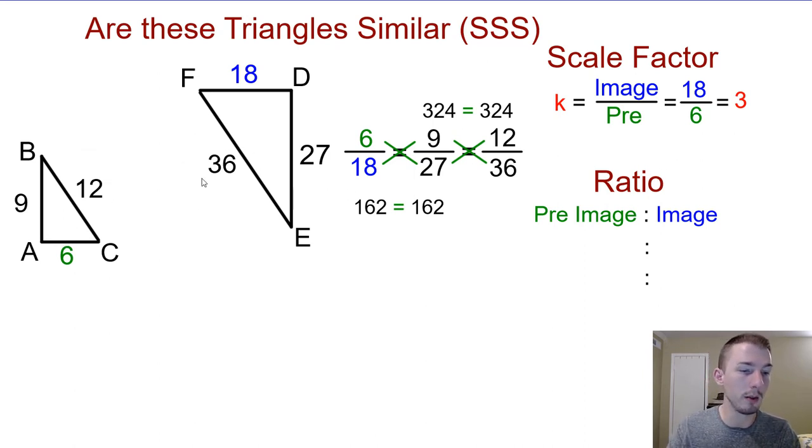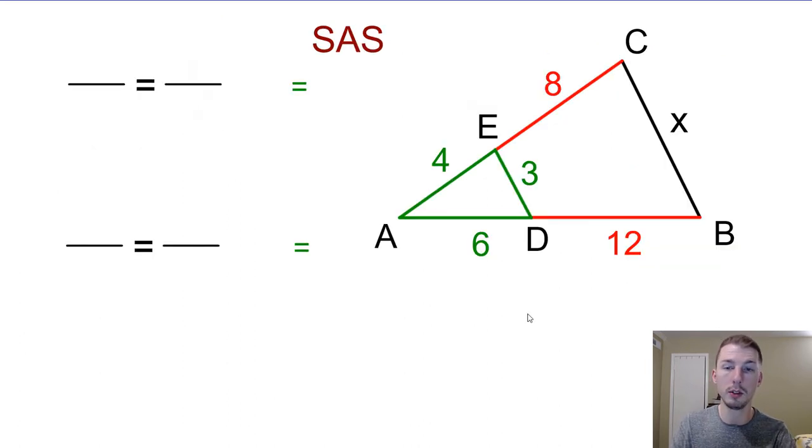Our ratio from pre-image to image is 6 to 18. Then we can reduce that as well. So 6 to 18 reduces to 1 to 3, right? Yeah, divided by 6. All right, cool. So if we know all 3 sides, we can prove it.